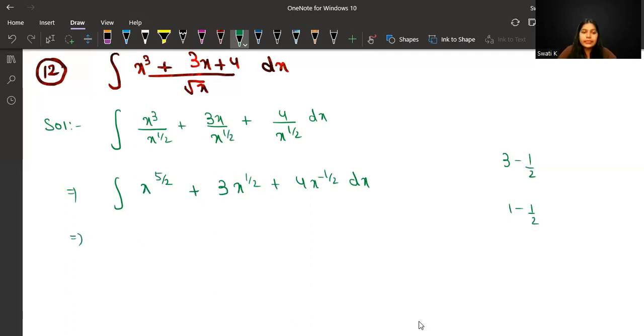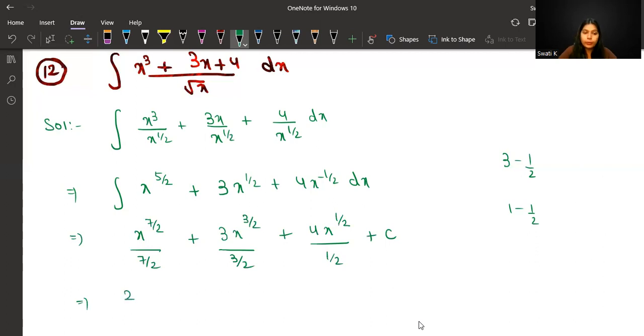Now if you integrate this, this will become x raised to 5 by 2 plus 1, which is 7 by 2, divided by 7 by 2, plus this will become 3, x raised to half plus 1, which is 3 by 2, divided by 3 by 2, plus this will become 4, x raised to minus 1 upon 2 plus 1, which is again half, and then the same thing will come in the denominator, and then plus c. Now we can simplify this. So the 7 upon 2 will become basically 2 upon 7, and this is x raised to 7 by 2.